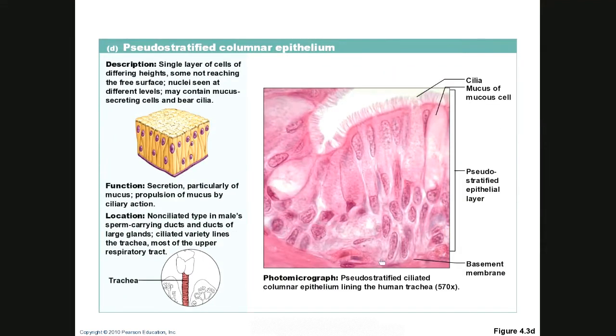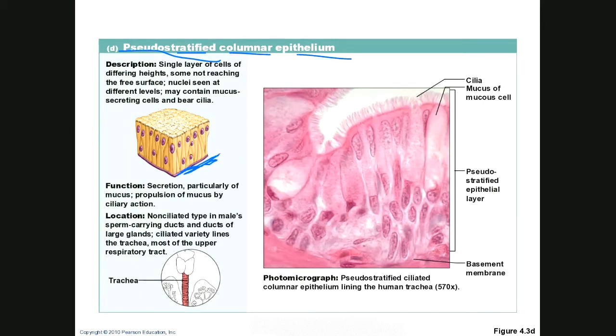Pseudostratified columnar epithelium. Sounds like a lot of words, but it's not if you look at the words together. Pseudo means false. Stratified means stacked, column-shaped, and then epithelium. If you look at these closely, which you really can't tell because of the cross sections, but you can from the picture over here, each cell goes all the way down to the basement membrane. So even though it appears to be stacked, it's not.